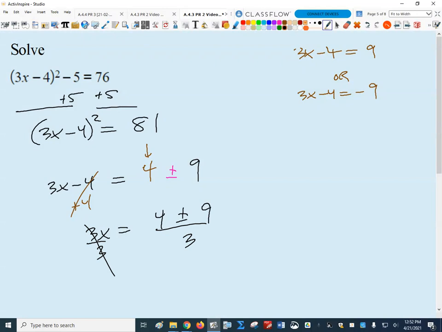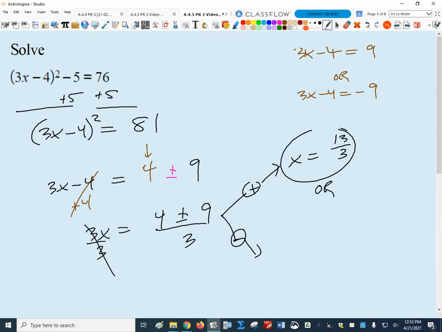Now all I have to do, instead of writing down the two equations separately, I can just simplify these expressions when I include the plus sign and the minus sign separately, and I can do it in my head. 4 plus 9 is what? 13? There's one solution, x equals 13 thirds. Or if I take the minus, I get x equals 4 minus 9, that's negative 5 over 3. See what I'm saying? Easy.